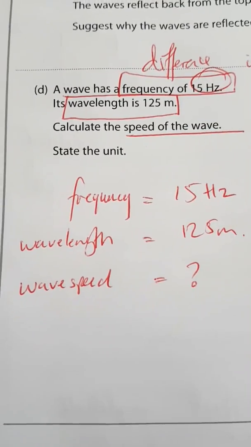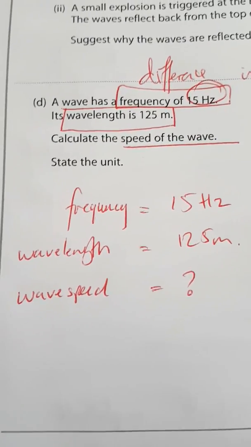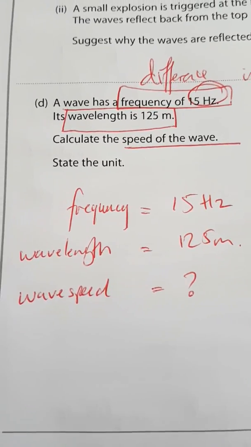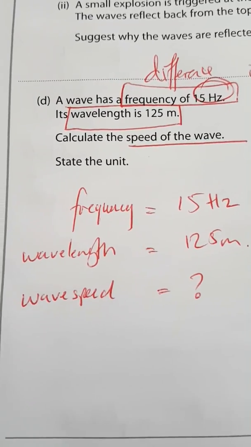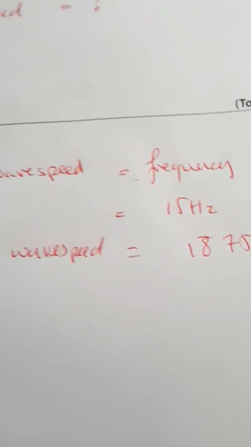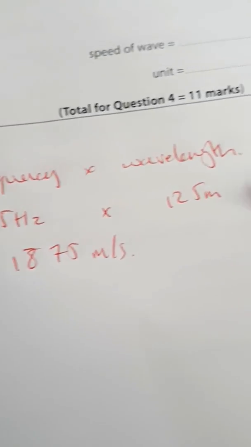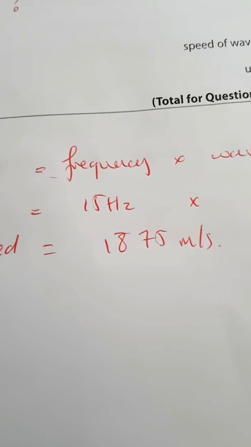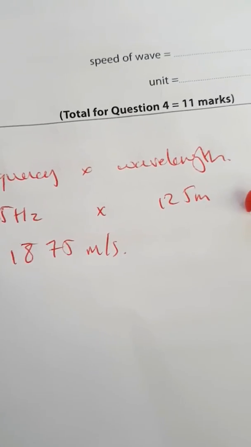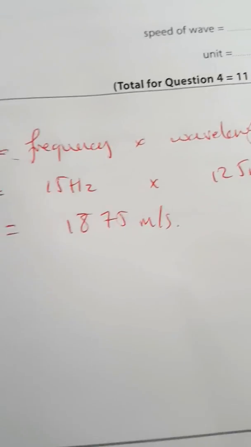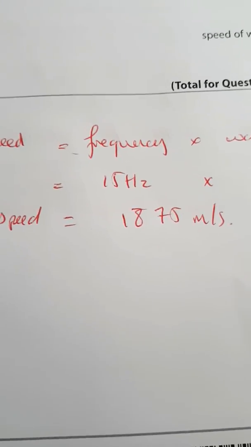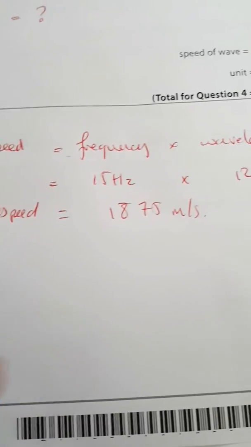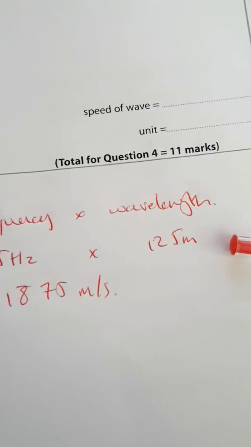Now you're going to go back to the front of the book and find a formula which has frequency, wavelength and wave speed. And what you'll find is that formula is this one here. Wave speed is equal to frequency times wavelength. Put in your frequency, multiply it by your wavelength, and that will be your wave speed. And because of course you know the units, it's 1875 meters per second.